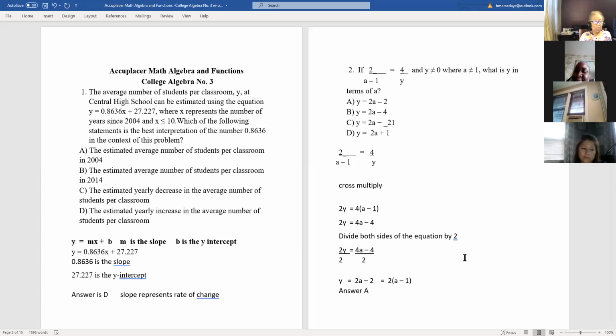So we are solving for y in terms of a. So y equals 2a minus 2, or 2 times a minus 1. But 2a minus 2 is our A choice. Questions?